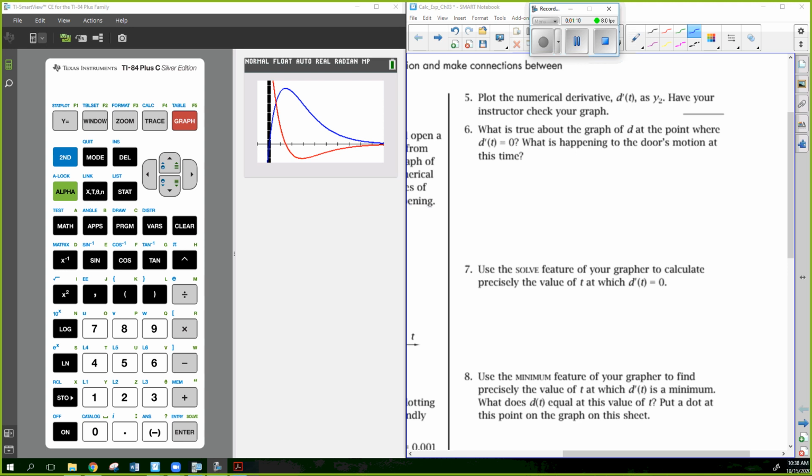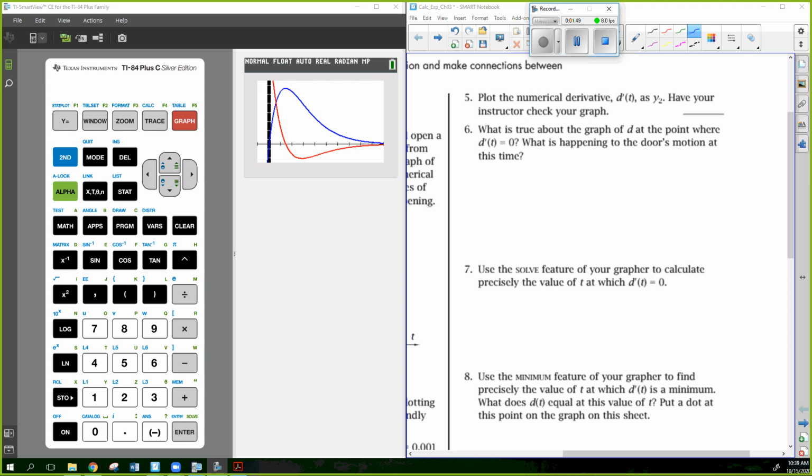Okay. So when it says what is happening to the door's motion at this time, well, when we say it gets to the maximum, what does that mean about the door? Stop. Okay, it's at its 0. So it's at its widest opening point, right? And then it stops, and then starts closing. So what's true about the door's motion? All right, you want to say that the door stops opening and starts closing.